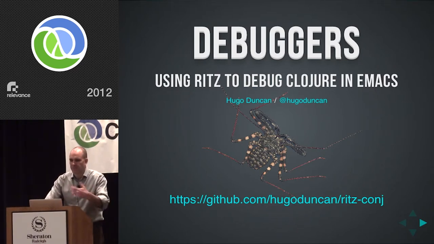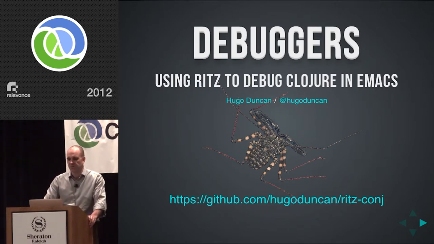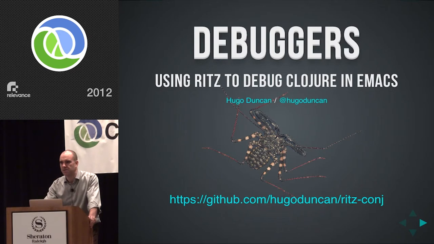So I'm going to be talking about Ritz, which is an open source library to add debuggers for Clojure. At the moment, it works with Emacs, various Emacs clients. But the first part of my talk should be applicable to other clients as well. So whether you're using Eclipse or Emacs, hopefully you'll find something of interest here.